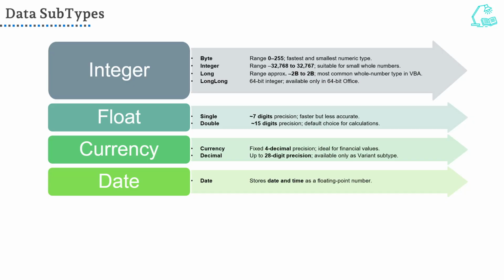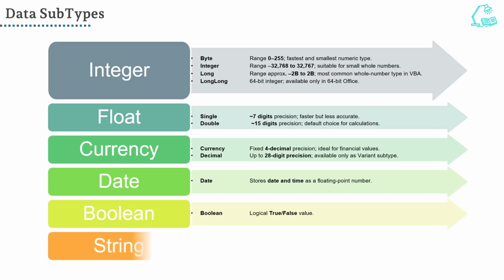After that comes Boolean, which is the simplest subtype. It can only be True or False. Despite being simple, it is extremely important for controlling program logic, filtering data, and making decisions inside macros.